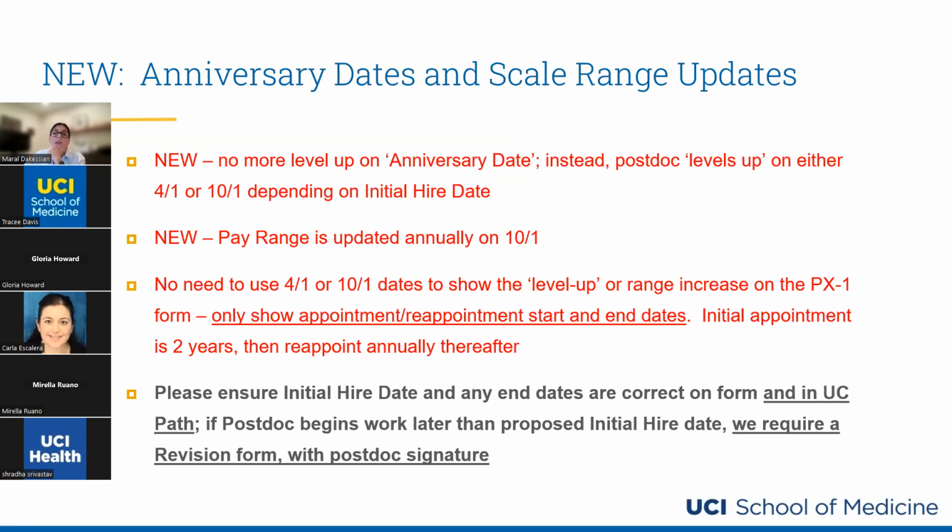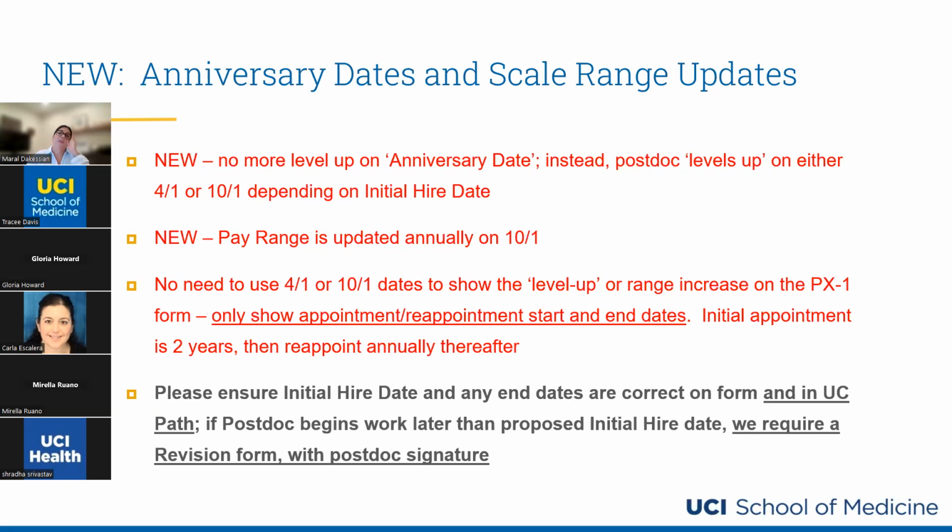So if you've been here for a while, you might remember that postdocs used to level up on their anniversary date. So if they were hired on January 15th, they would level up the next year on that anniversary date. That's no longer the case. So some of your postdocs, if they level up on 4/1, might get an increase to the next level on April 1st, and then they may also get that range adjustment on October 1st. If October 1st is their level up date, then they're getting that level up and the range adjustment at the same time. So just keep that in mind.